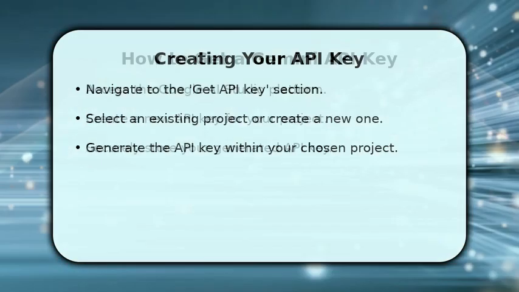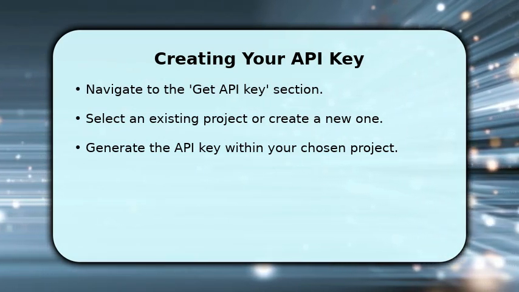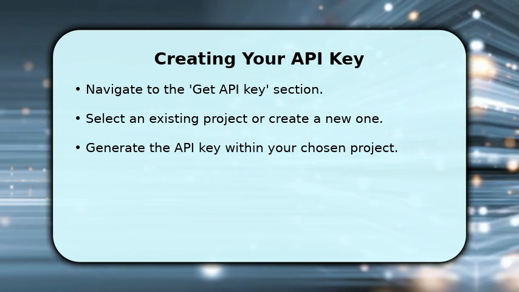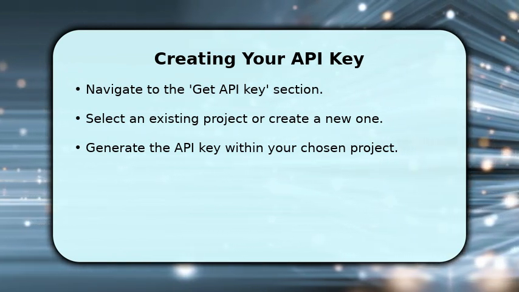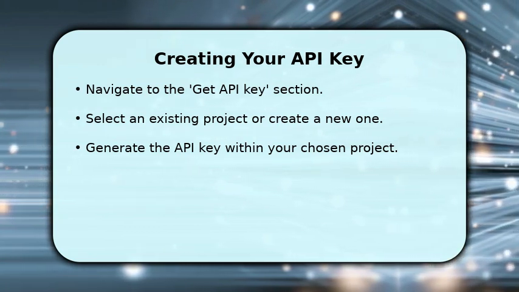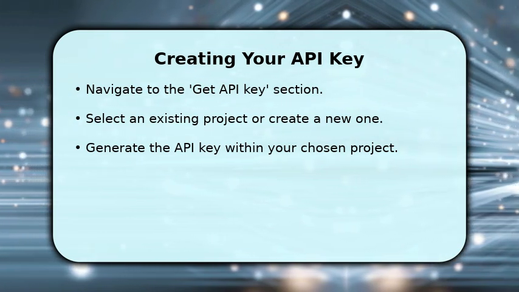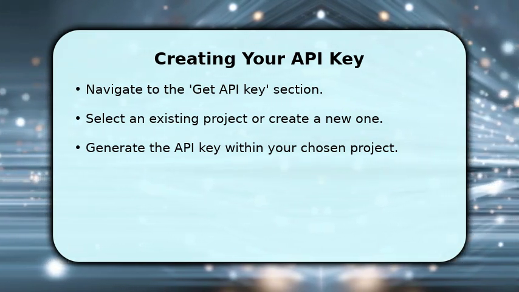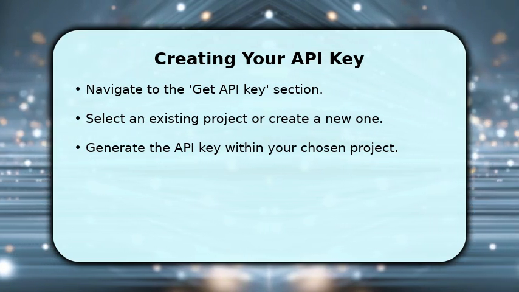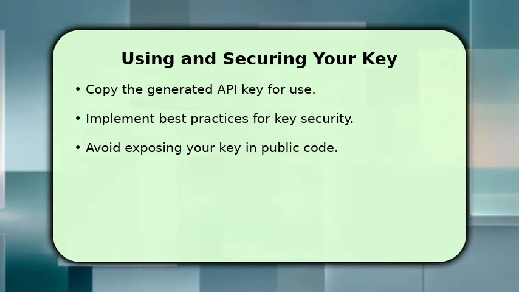Once you are in the Get API Key section, you will see an option to create a new API key. You can either choose an existing Google Cloud project to associate with your key or create an entirely new one. After selecting your project, simply click the Create API Key button. The system will then generate a unique key for you, which is essential for authenticating your requests to the Gemini API.